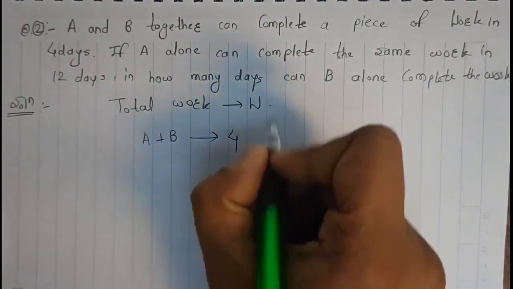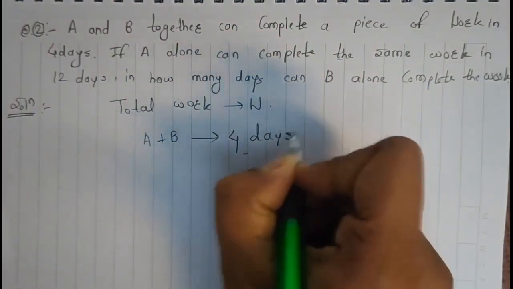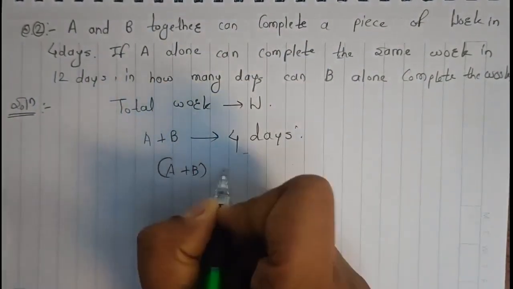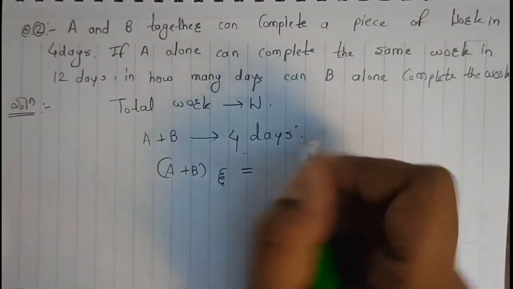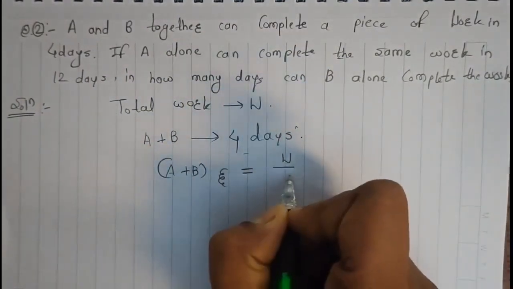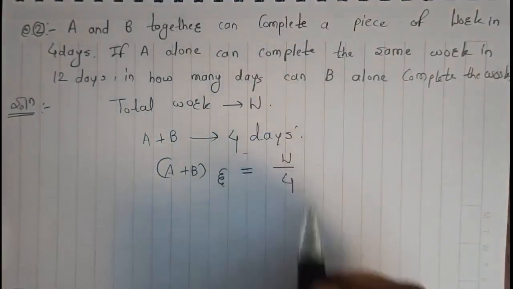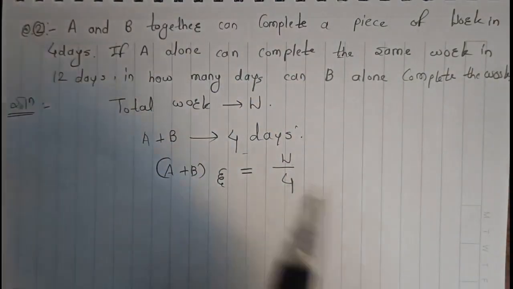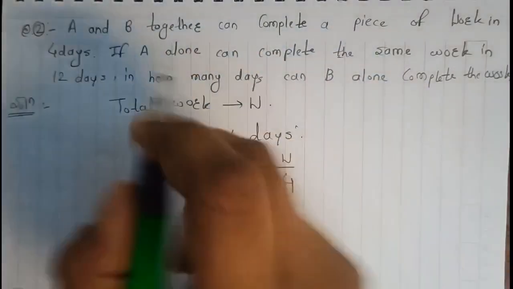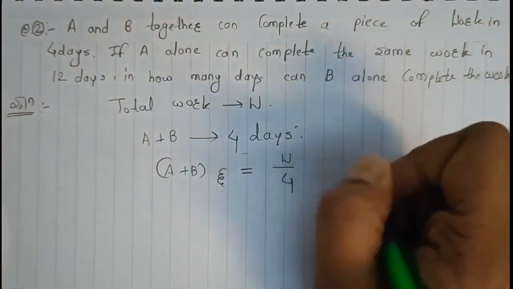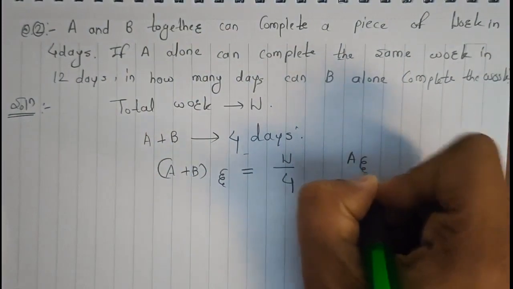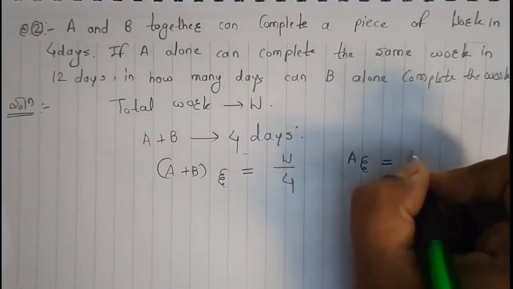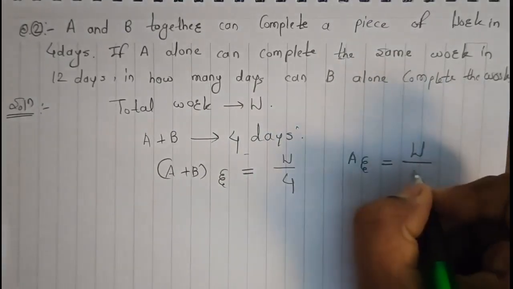So here 4 days are taken by A and B together, right? Therefore A and B together efficiency would be equal to W upon 4, right? W is your total work and 4 days are required for A and B together to complete the work. So A plus B's efficiency would be equal to W by 4. Now A alone can complete the same work in 12 days, which means what would be the efficiency of A alone? A's efficiency would be total work upon 12 days.